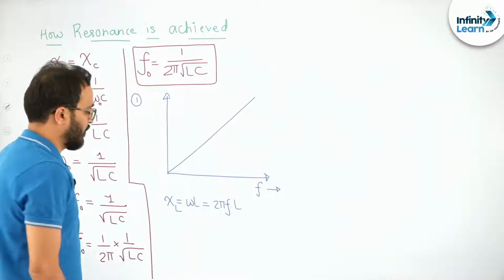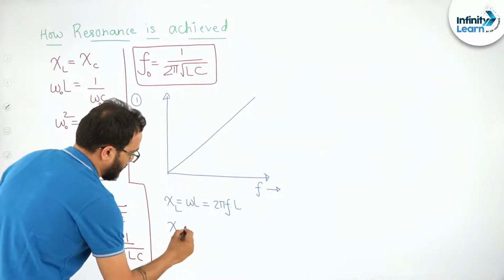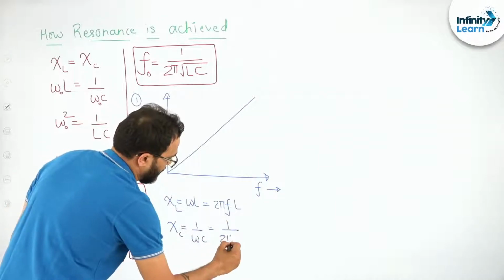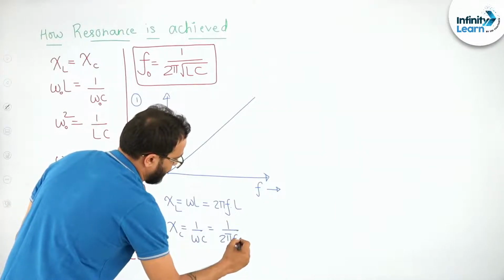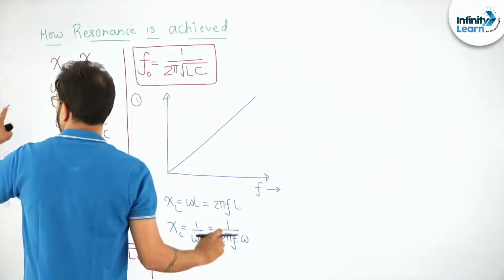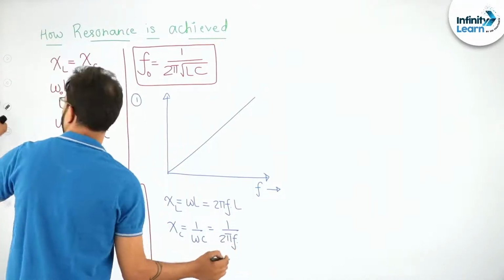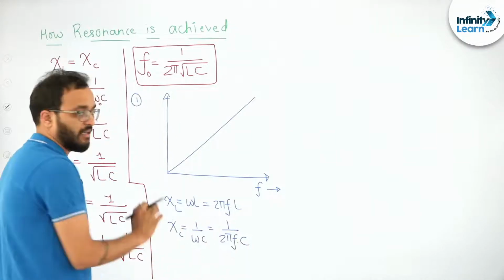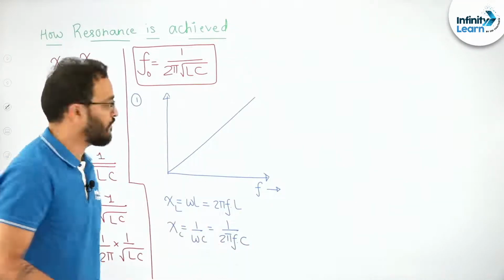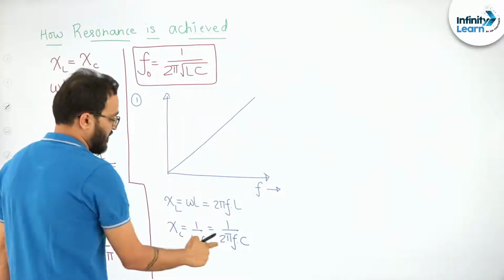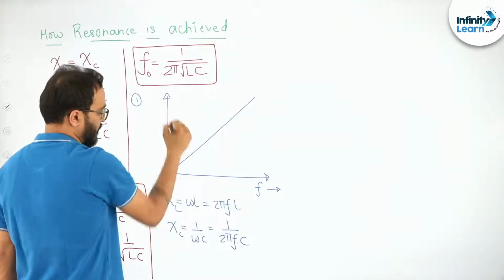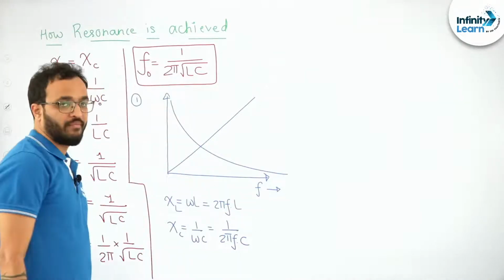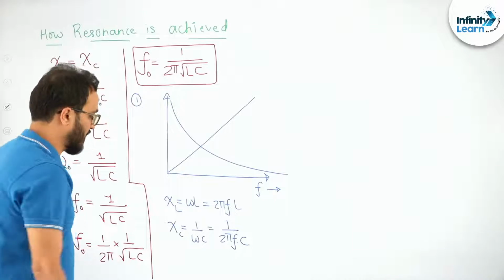Okay. Now if I talk about XC, it will be 1 by omega C, or I should say 1 by 2 pi f into C, right. So here XC, that is capacitive reactance, is inversely proportional to frequency. So when frequency is 0, obviously this is infinity, and when frequency is infinitely high, it will be 0. Can you see that? So we will have this kind of graph, a hyperbolic graph.